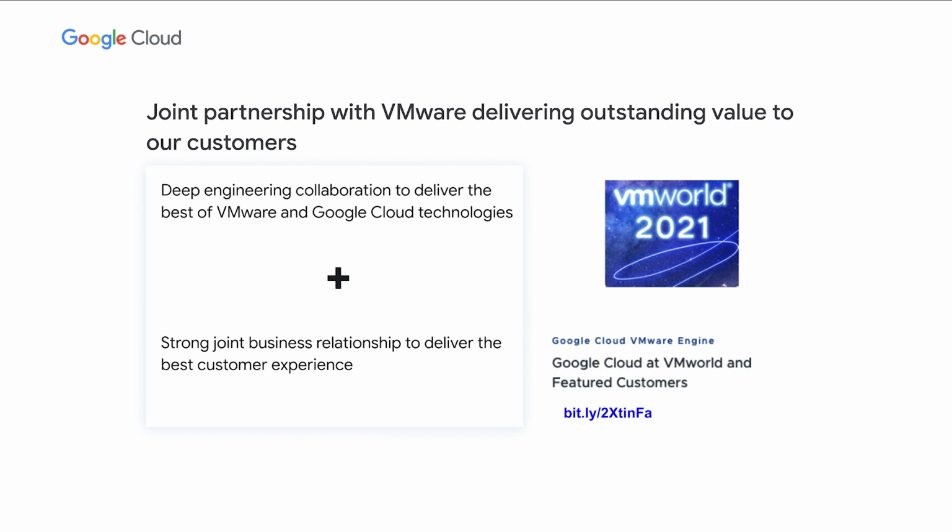And a lot of the VMworld infrastructure, I want to note, the user labs and a lot of the hands-on experience for customers at VMworld 2021, in fact, was hosted on Google Cloud VMware Engine. So we are very happy and proud about that.